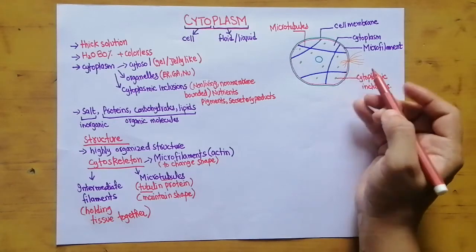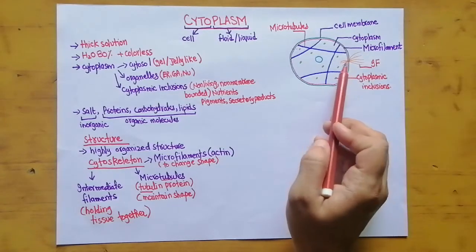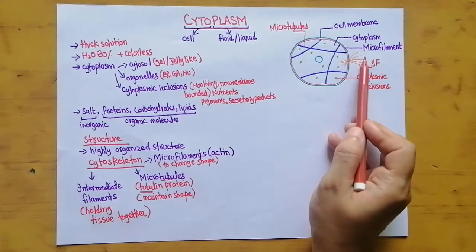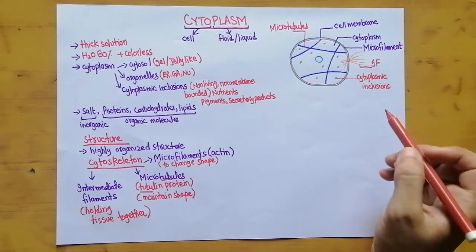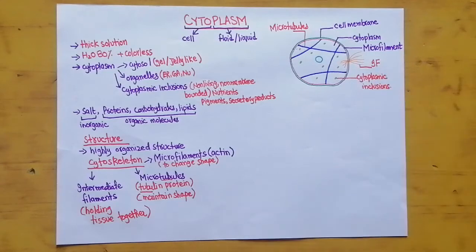Here, this orange one, they are intermediate filaments. As you can see, they are extended inside and outside the cell. This outside part will extend into another cell, and in this way they are going to keep cell 1 together with cell 2.